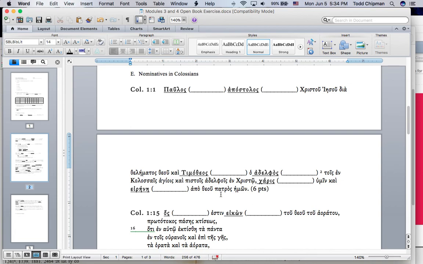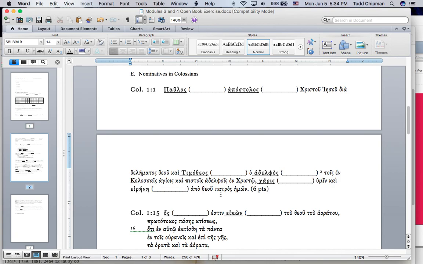Charis, eirene. We've noted those kinds of terms also at the beginning of letters. They are not related syntactically or logically to the sentence. Nominative absolute.